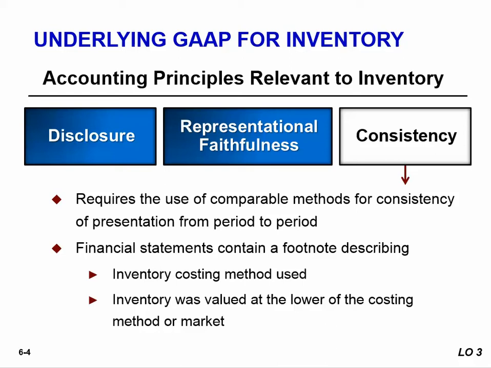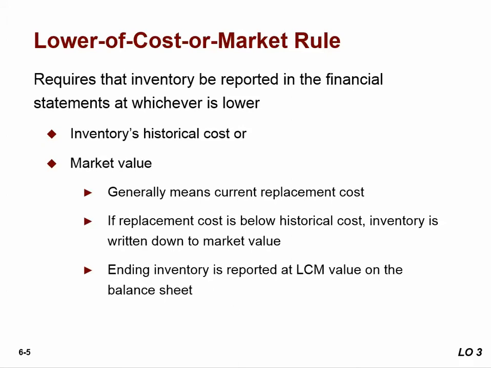The financial statements typically contain a footnote describing the inventory pricing method used, as well as the fact that the inventory was valued at the lower of that method or market. The lower of cost or market rule is what we're going to be talking about next. Without the knowledge of the accounting method and without clear, complete disclosures in the financial statements, a banker can make a bad lending decision. We refer to the lower of cost or market rule. It's abbreviated as LCM. It's based on the principles of relevance and representational faithfulness.